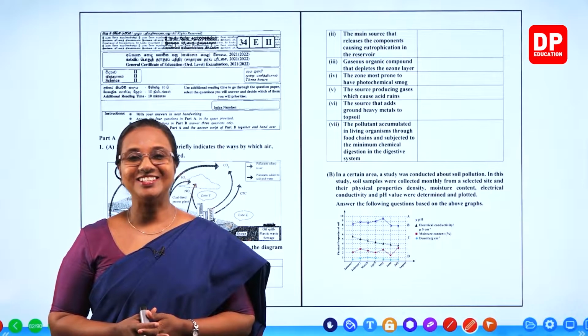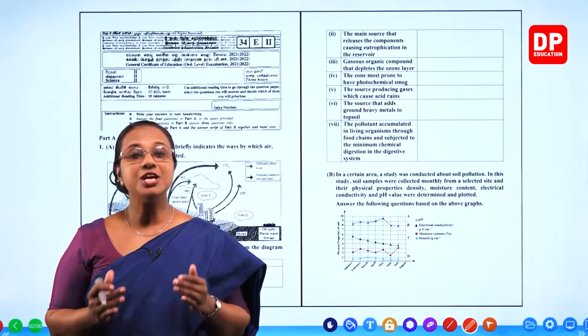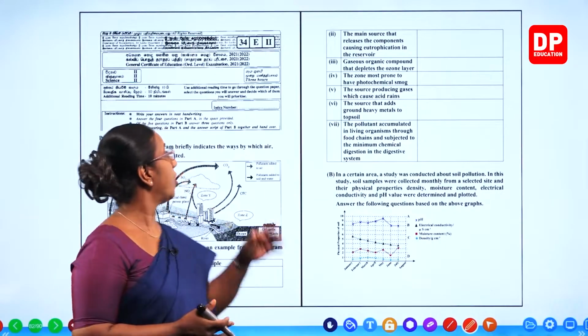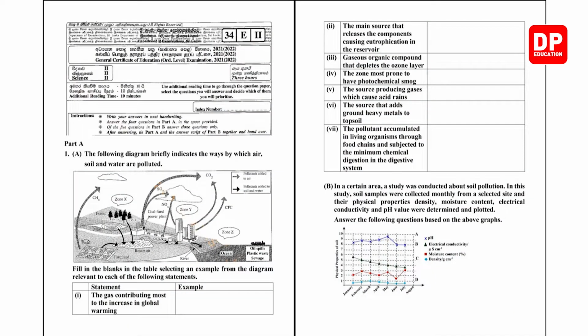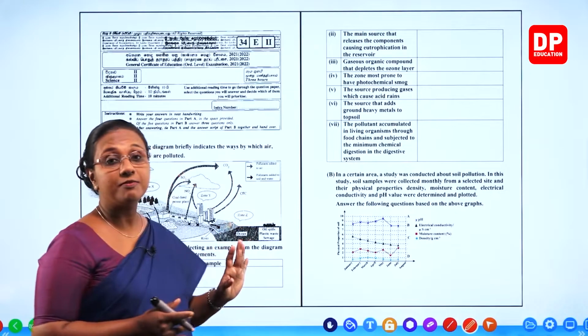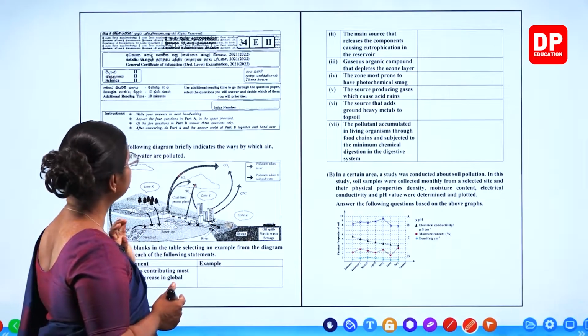Hello my dear students, welcome to today's lesson. Today I am going to discuss with you all the General Certificate of Education, that is the GCE Ordinary Level Examination. So, the GCE O-Level Examination paper. I have already discussed paper 1 with you all, so I am going to discuss paper 2 today. Now you are familiar with the format. Before also I have discussed this with you.